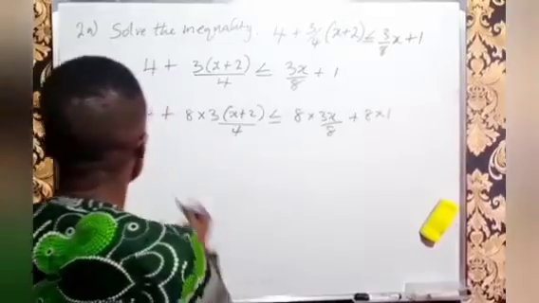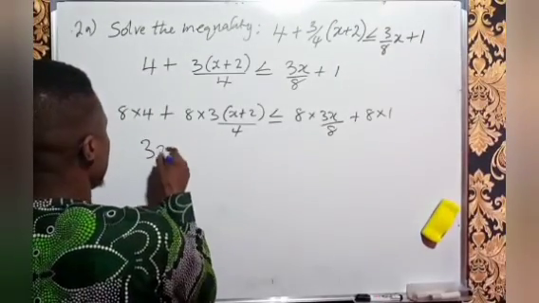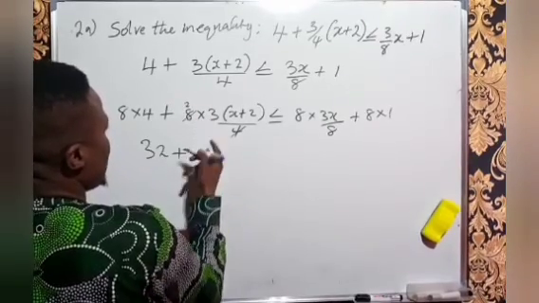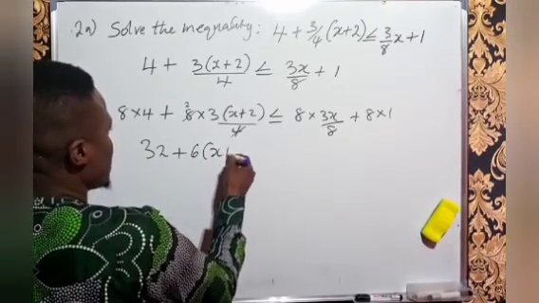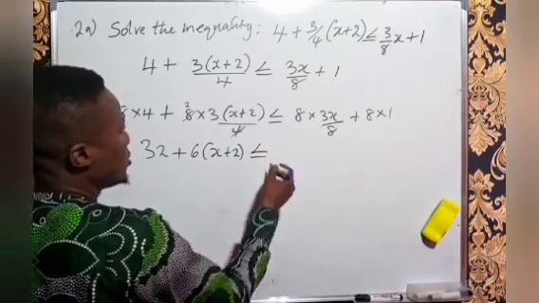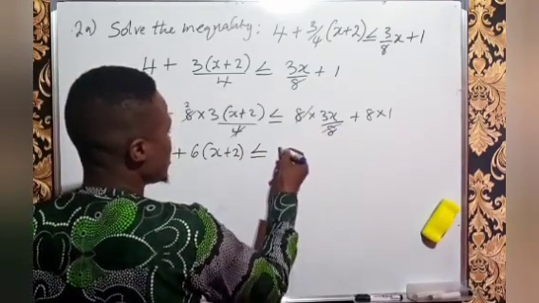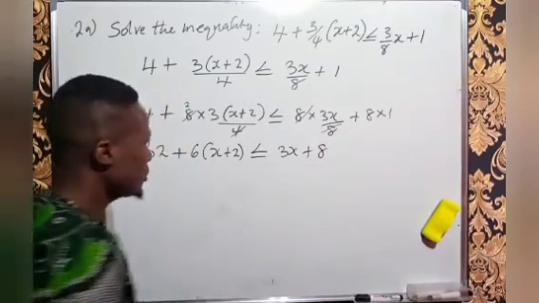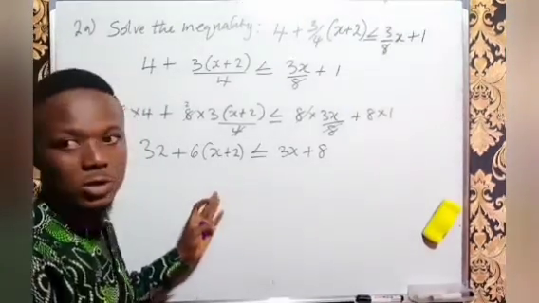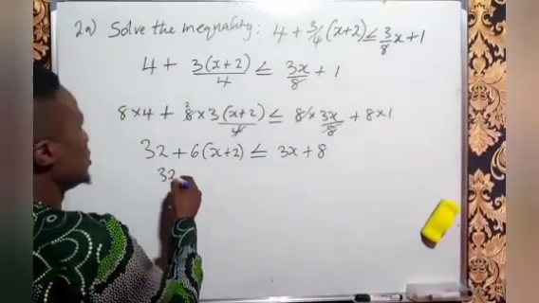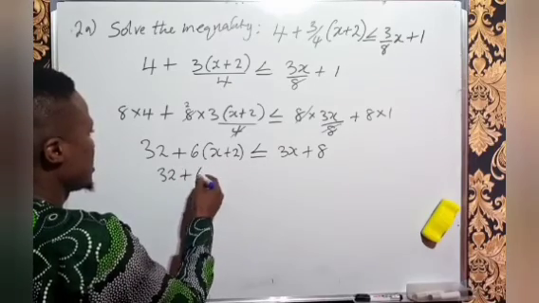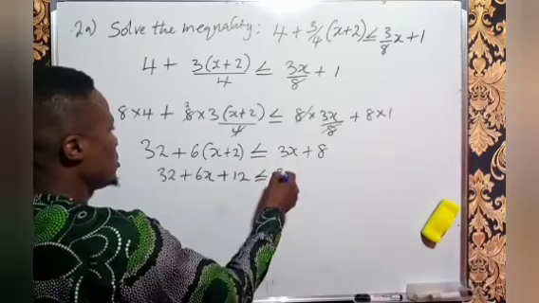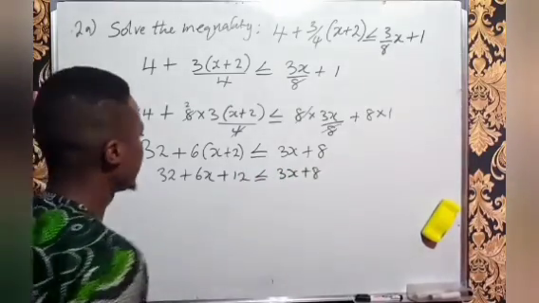Okay? So now 8 times 4 will give us 32 plus this cancels out. I'm left with 2. So 2 times 3 is 6 into x plus 2 less than or equal to 8 cancels 8. So I'm having 3x. 8 times 1 is just 8. So let's open the bracket at this juncture. We have 32 plus 6 times x is 6x. 6 times 2 is just 12. Less than or equal to 3x plus 8.